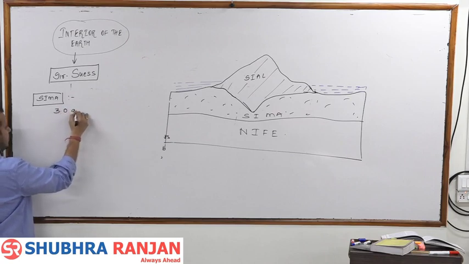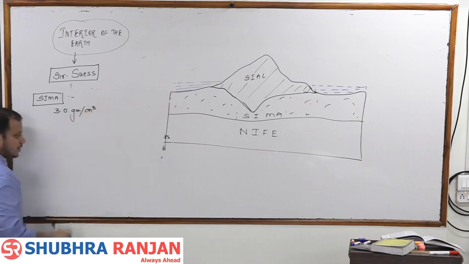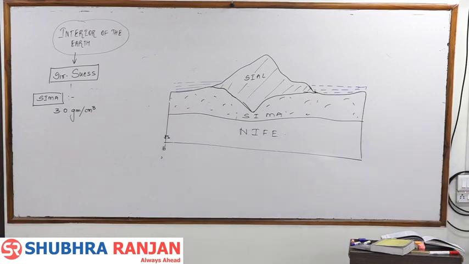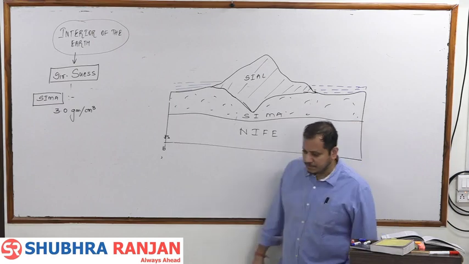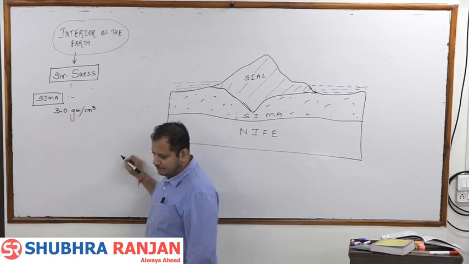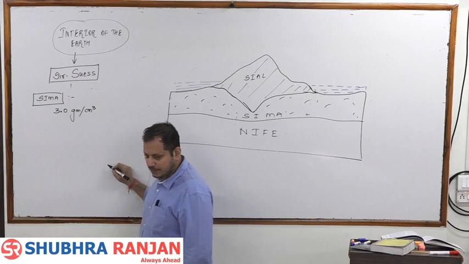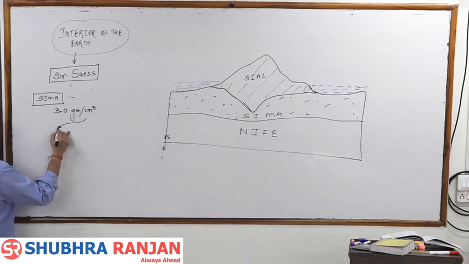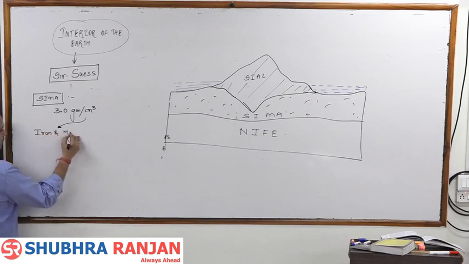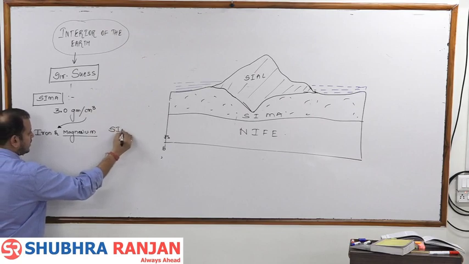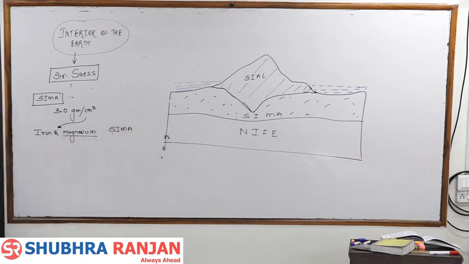made up of denser material having an average density of 3 grams, not 30, okay, 3 grams per centimeter cube. Why? Because it has dominance of heavy minerals such as iron and magnesium. So because of magnesium, what are we calling it? Sima, silica and magnesium.